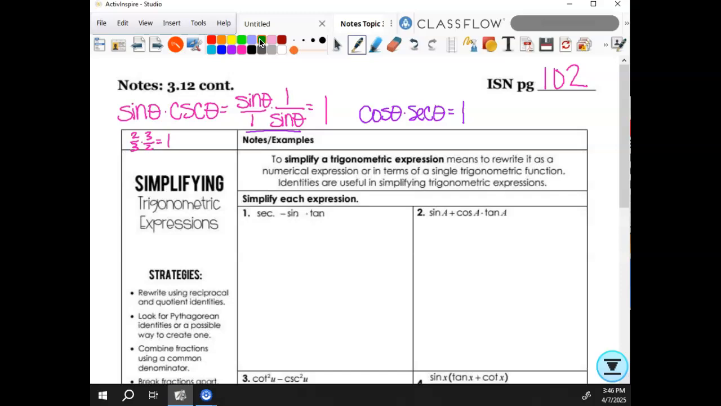And if I have tangent theta times cotangent theta, that's also going to equal 1. Again, you don't have to do that middle step. If you end up doing it, it's not the end of the world, but it is what it is.